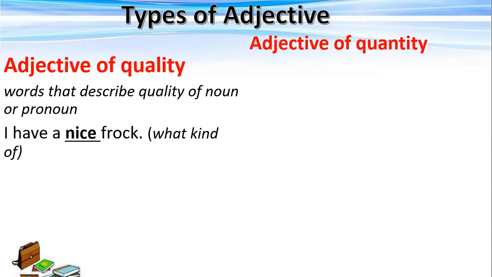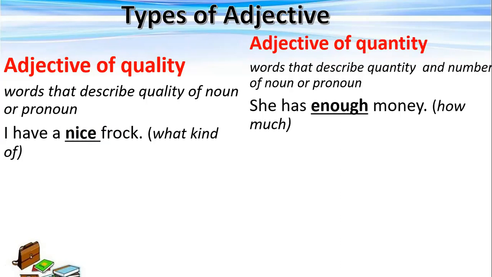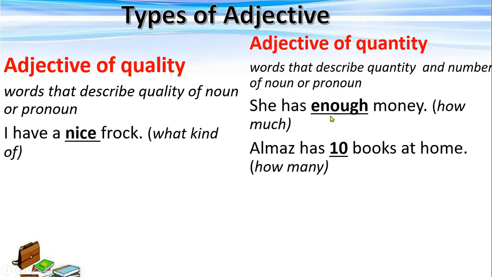Next, adjective of quantity. Adjective of quantity, and another one is adjective of number, but I merged them here. So the words that describe the quantity and number of a noun or pronoun. For example, she has enough money. How much money? Enough money. So this is an adjective of quantity, enough money. And next, Almas has 10 books at home. How many books? 10 books. So it will be what?